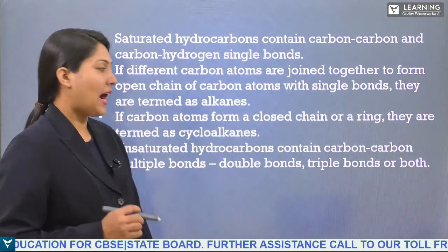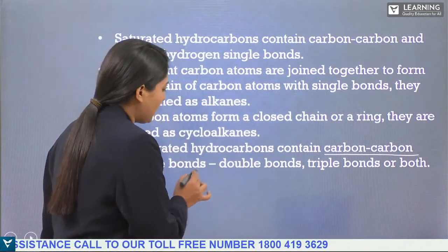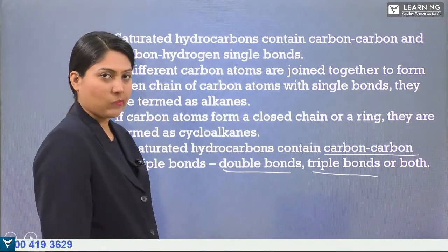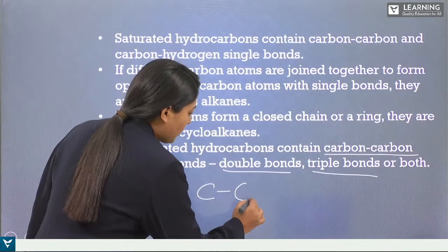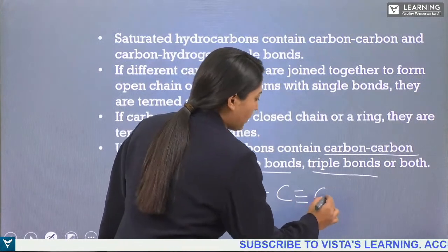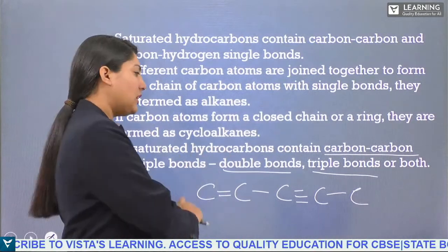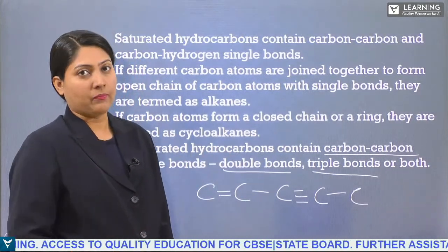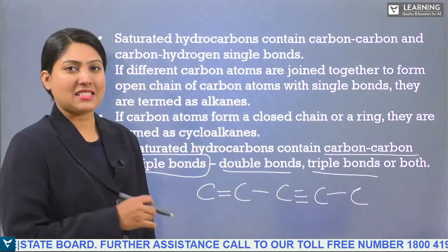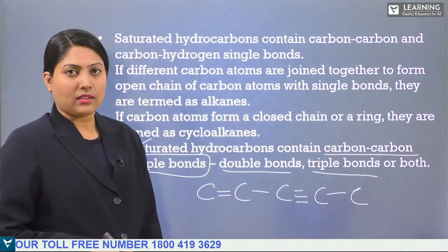Next, unsaturated hydrocarbons contain carbon-carbon multiple bonds. In multiple bonds, you will be having the double bond and the triple bond, or both can be present. For example, if I have a carbon-carbon double bond, then a single bond, again a carbon-carbon triple bond, and again a single bond. So you can have only a carbon-carbon double bond or only a carbon-carbon triple bond or both. Then we call them multiple bonds. If a carbon-carbon multiple bond is present in the compound, that compound can be categorized as an unsaturated compound.